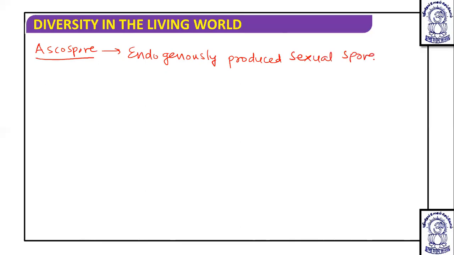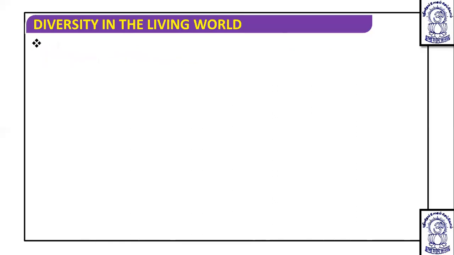Whereas if we talk about asexual spores in ascomycetes, it is conidia, and it is exogenously produced. So when we talk about ascomycetes, they have exogenously produced asexual spores and endogenously produced sexual spores. Sometimes in the ascus, mitosis occurs in the case of 4 ascospores, and 8 ascospores are produced. Now we will be dealing with some examples of these ascomycetes one by one.